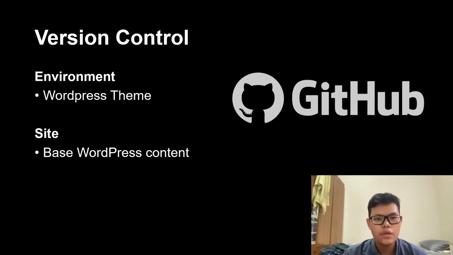For our version control, we have two GitHub repositories. One repository contains a WordPress theme that we work on for this assignment, and the other repository contains the base WordPress content that we use for our website.